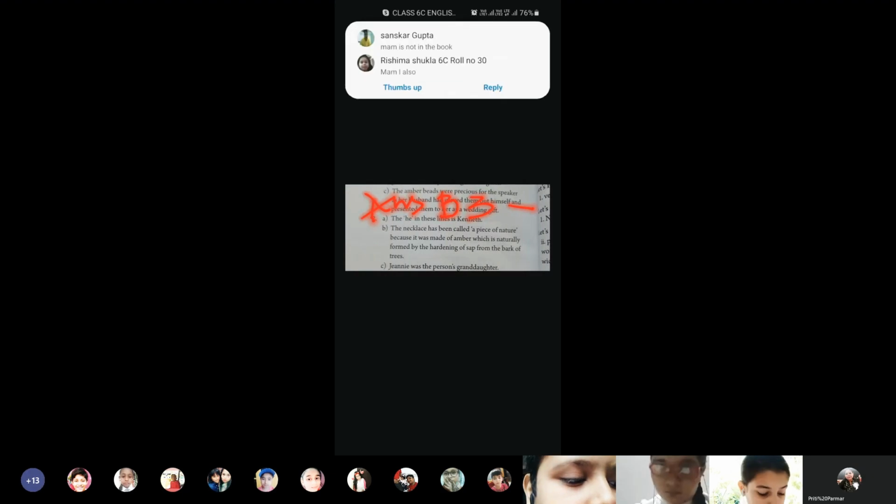Read out B3 with all its parts. When he gave the necklace to his wife, he did not know that he was giving her a little piece of nature and that his granddaughter would wear it one day. Who is he in these lines? Why has the necklace been called a piece of nature? Who was the person's granddaughter?